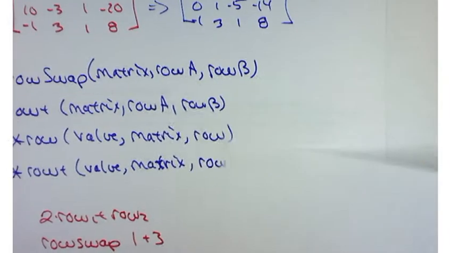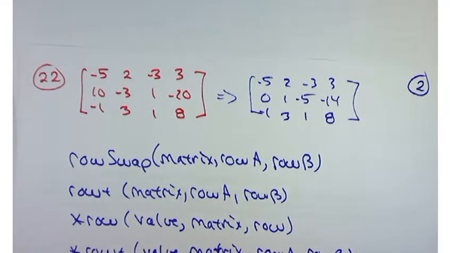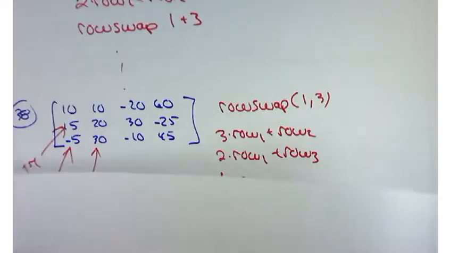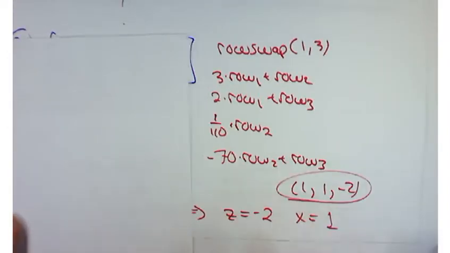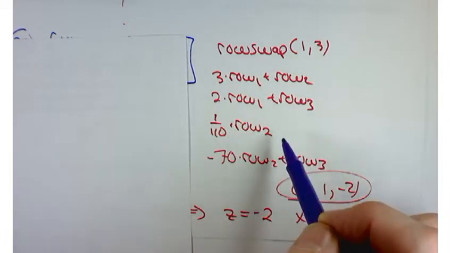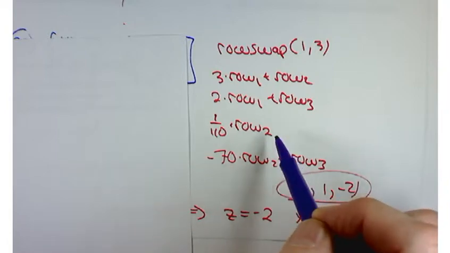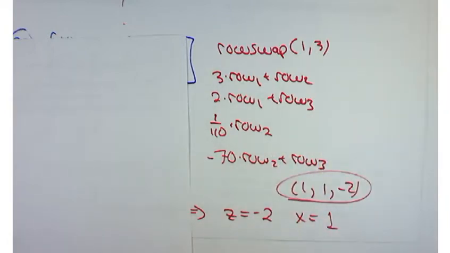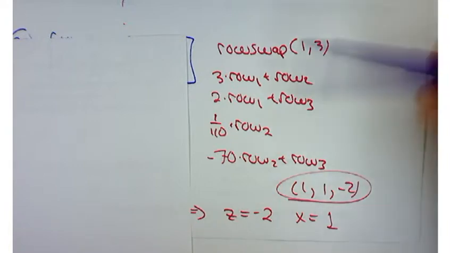Yes? Good question. On the test, I want you to write down something like this, like row swap 1 and 3, 3 times row 1 added to row 2, or 1/10 times row 2, that kind of thing. Just a few things to let me know that you're actually doing these steps. And we'll do this as we go through problem number 38. Let me start by writing down problem number 38 for you. In fact, I'll let you take a quick peek at it, and then we'll write down the augmented matrix and put that into our calculators.